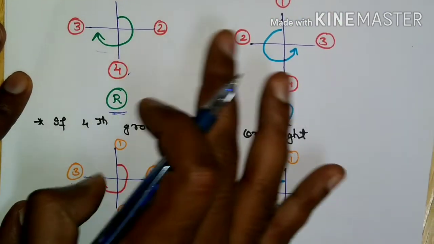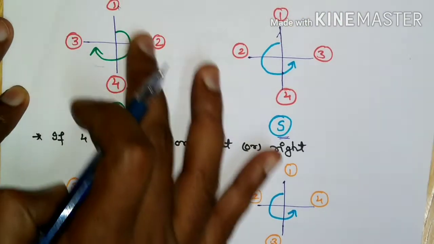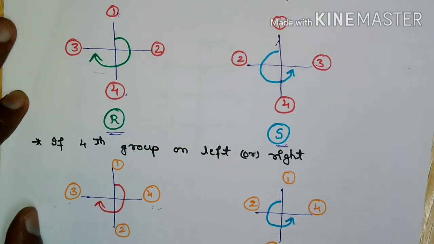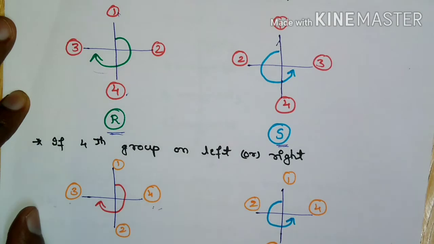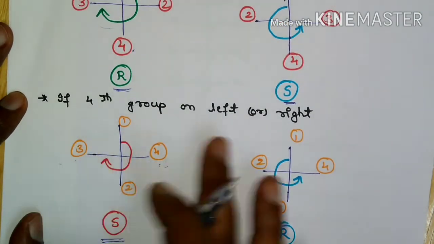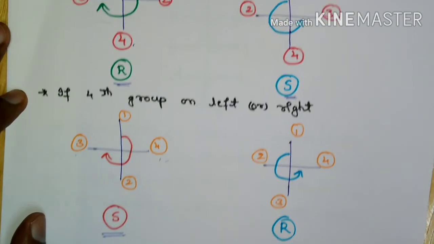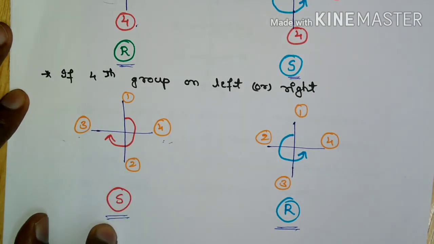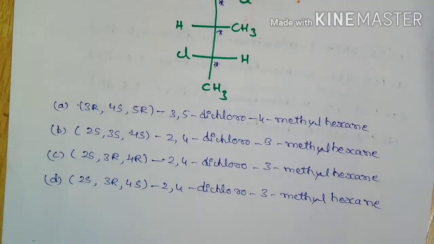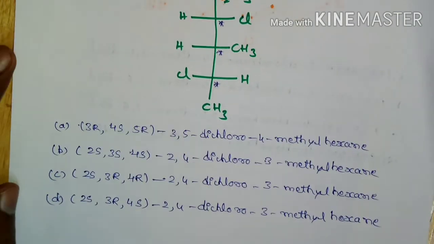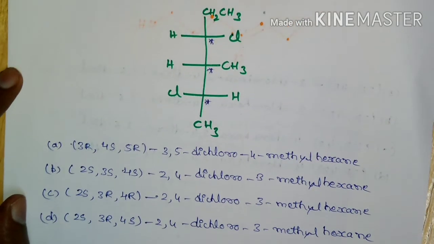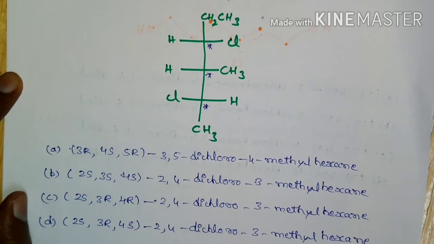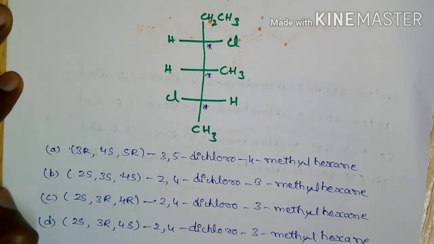So if the fourth group is on the top or bottom, and the priority is in the clockwise rotation, it is R configuration; if it is anti-clockwise, S configuration. If the fourth group is on the left or right, then clockwise rotation will become S, and anti-clockwise will become R. So with this, we'll see what is the nomenclature for this compound. Here we have identified 3 chiral centers.